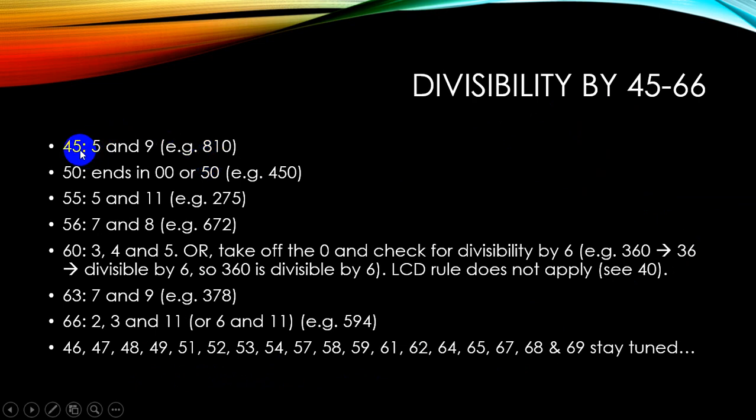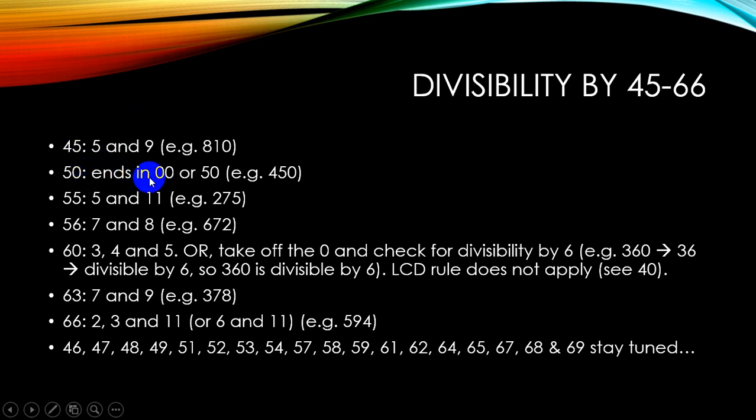66. 45, you look for divisibility by 5 and 9. So it has to end in a 0 or 5, and then the digits of the number have to add up to a multiple of 9. So 8 plus 1 plus 0, of course, is 9. So, of course, it's divisible by 9. It's also divisible by 5 because it ends in a 0. So 810 is divisible by 45.